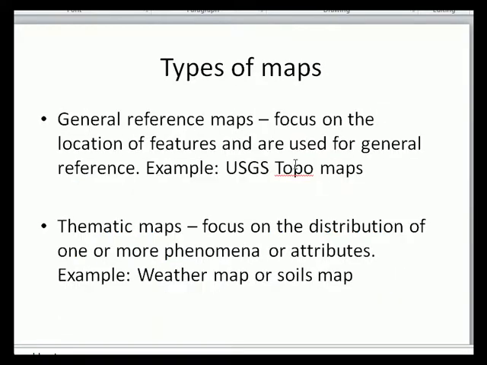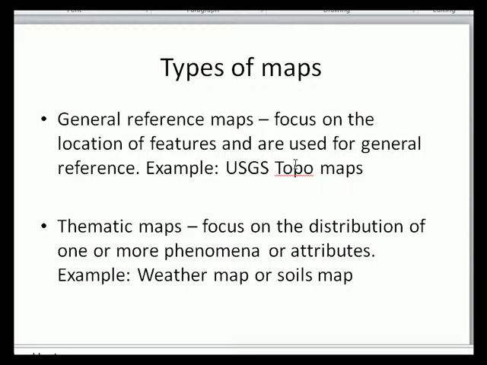We've got two broad types of maps that we think about. General reference maps have a focus on the location of features, and they're used for general reference. An example of one is a USGS topo map. It's got lots of different types of features on it. It's got county boundaries and contours and roads, probably some buildings, national forest. It's got a lot of different types of information.